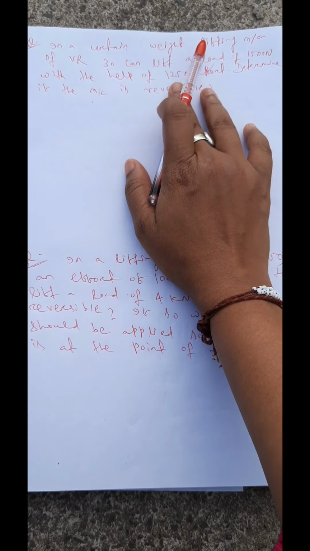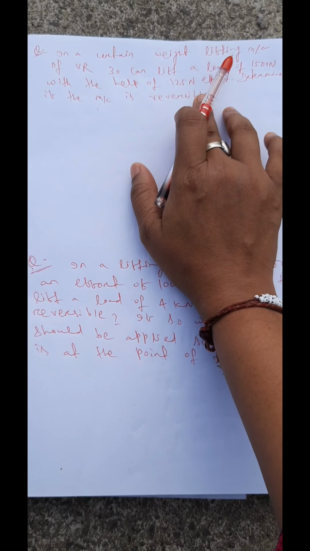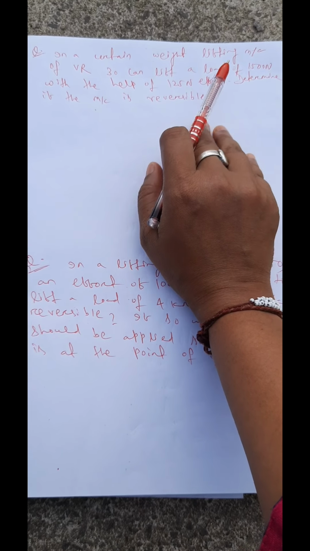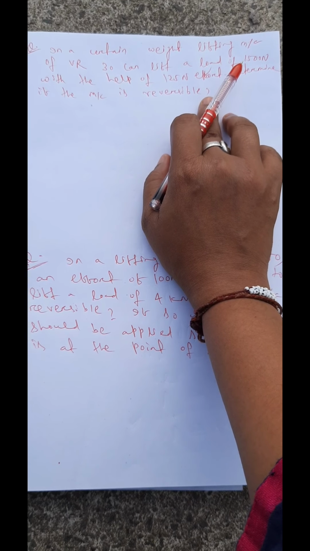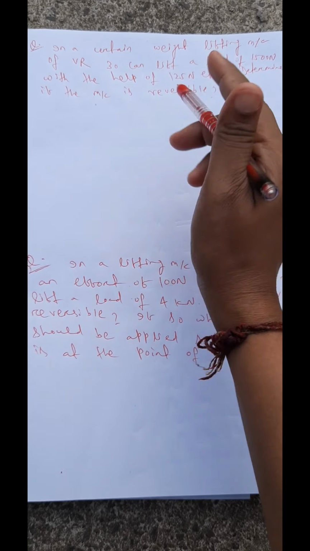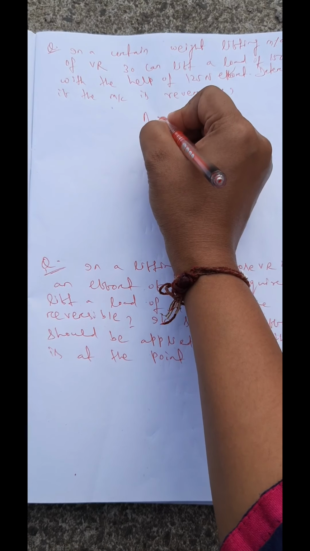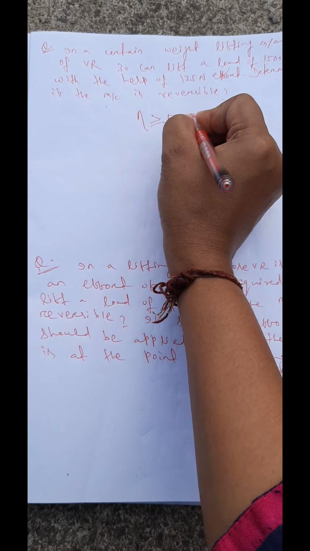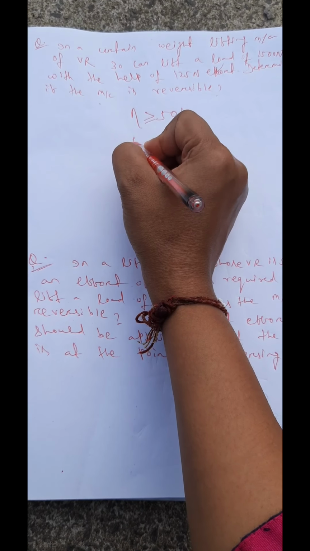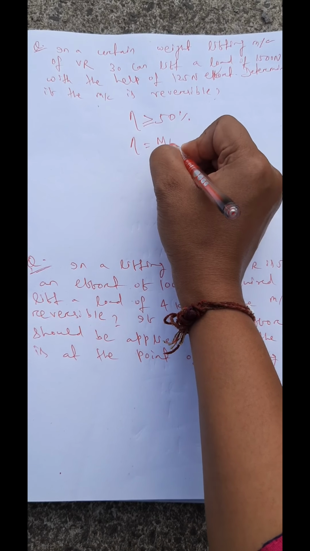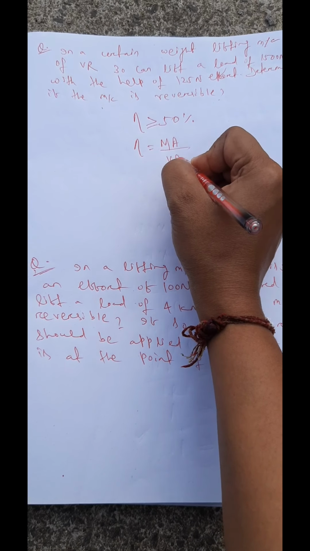So here we have to check the condition of reversibility. For that, we need to find out the efficiency. For a machine to be reversible, what should be the efficiency? Efficiency should be greater than or equal to 50%. So we have to find out the efficiency. What is the formula for efficiency? Mechanical advantage by velocity ratio.